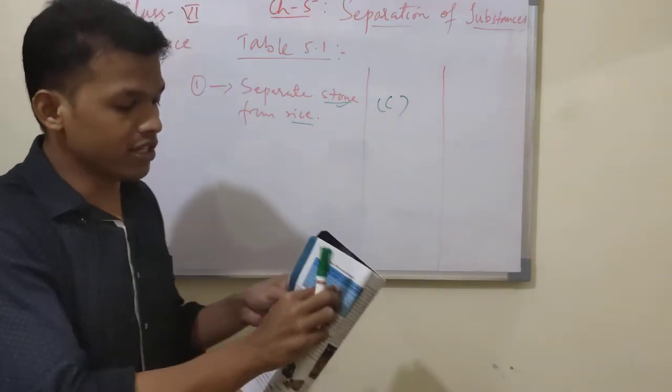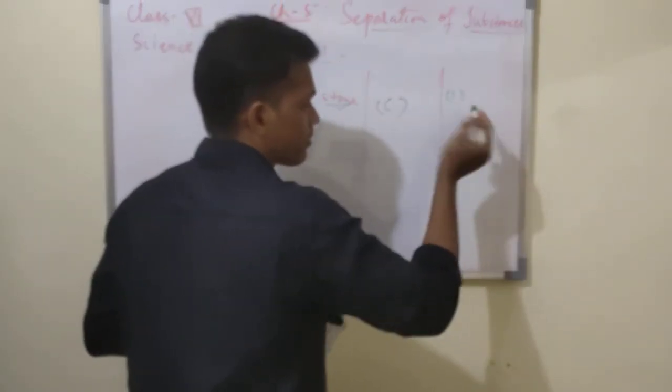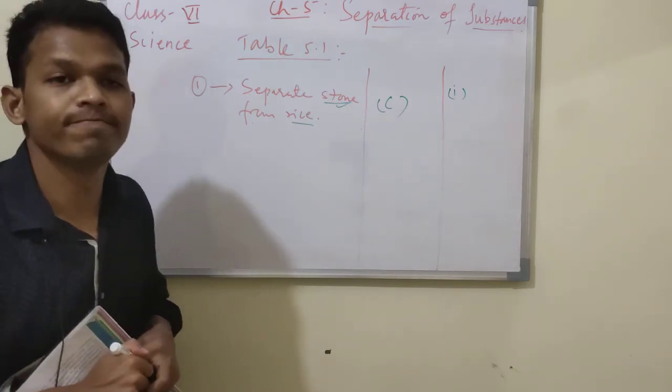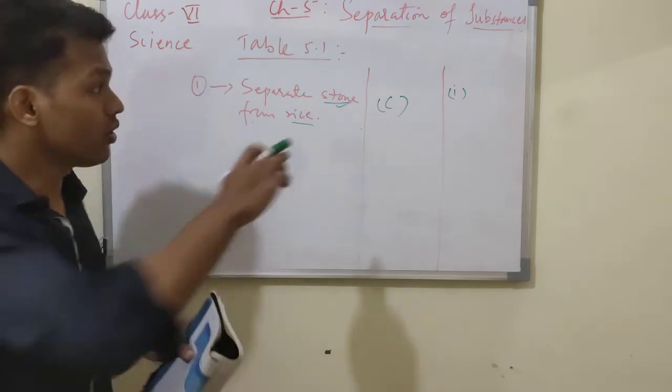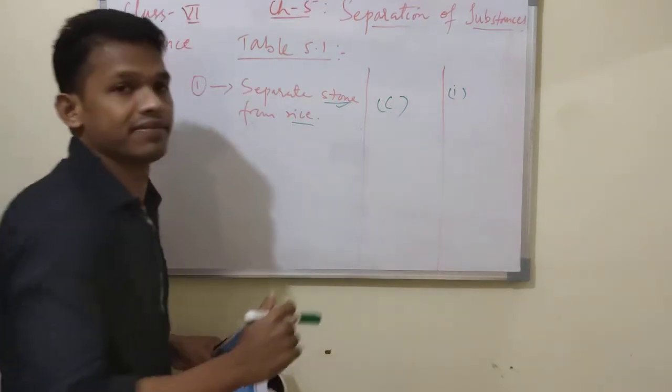Option 1 is telling us about the solid component. Stone is a solid. So we are throwing away the solid component. So the answer for the first one in the table is 1, C, 1.